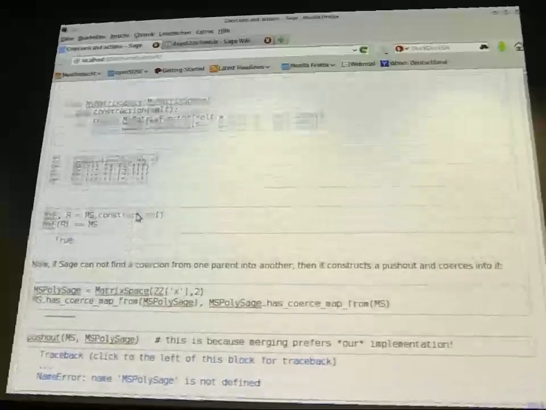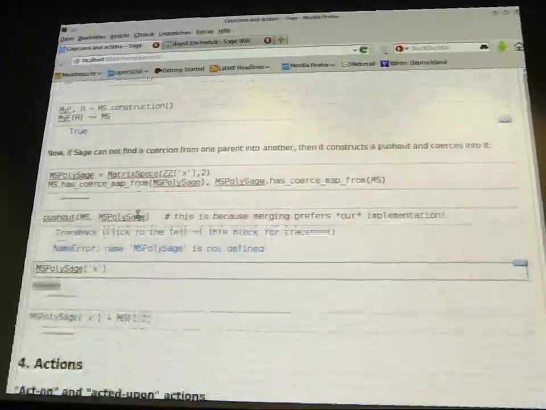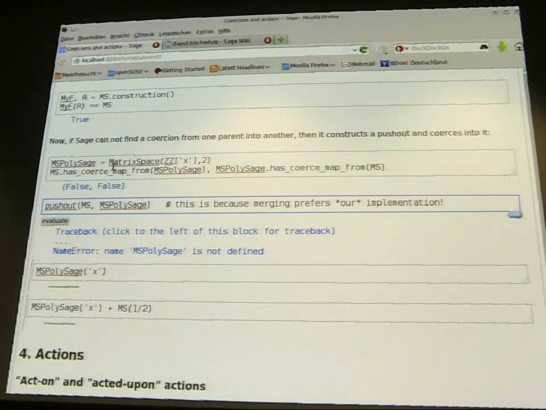My base ring is not defined. We didn't evaluate the cell before the last one. The cell before? Ah, yes, here, okay. Yes, okay.